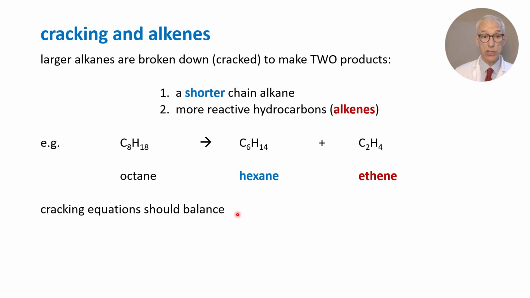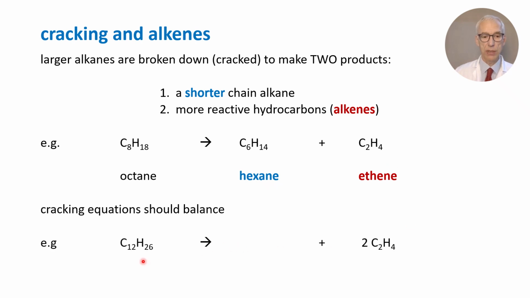Of course, the equation should balance. We've got 8 carbons in octane, 6 in hexane and 2 in ethene. And then for hydrogen, 18 hydrogens in octane, 14 in hexane, and therefore 4 in ethene.